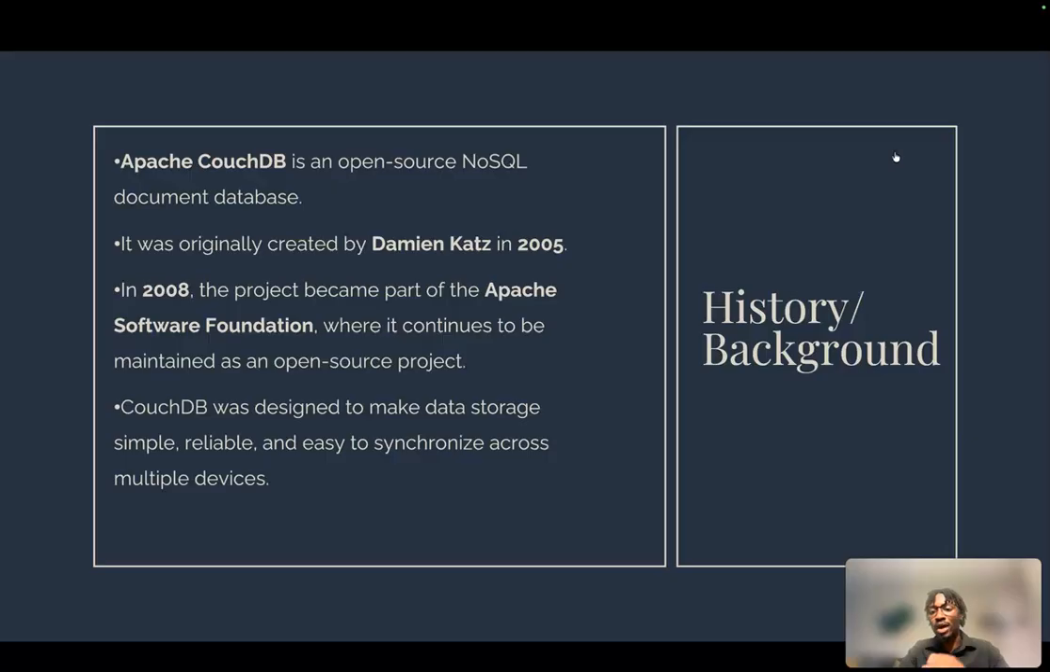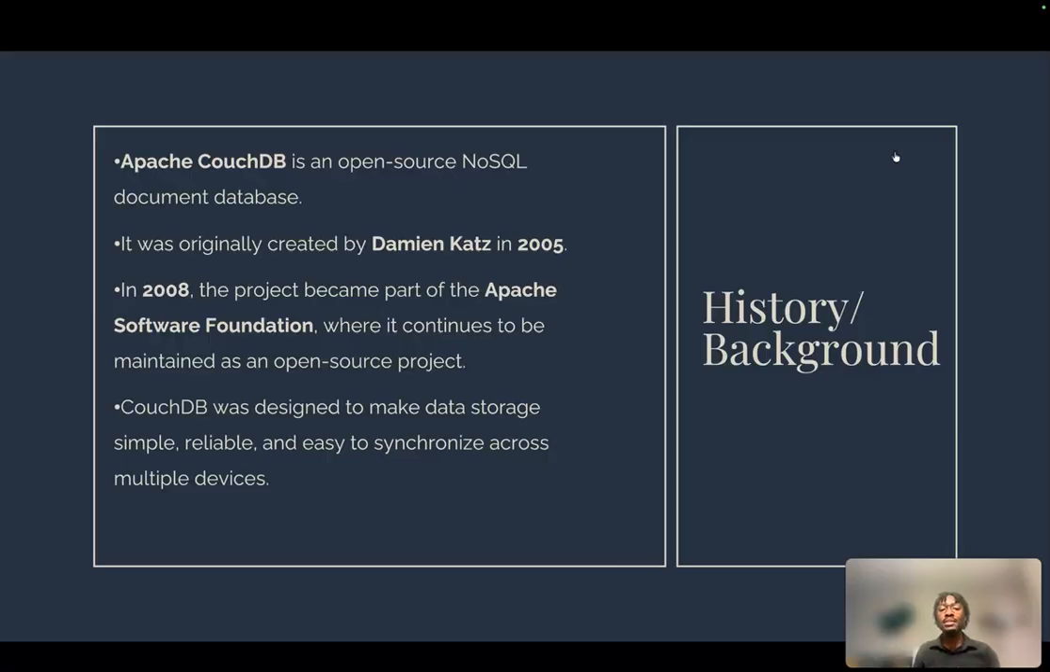First, let's start off talking about the history and background. Apache CouchDB is an open source NoSQL document database. It was originally created by Damien Katz in 2005, and within its creation, there was a project that was made. So in 2008, the project became part of the Apache Software Foundation, where it continues to be maintained as an open source project.